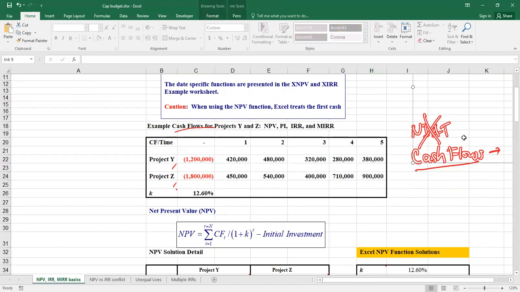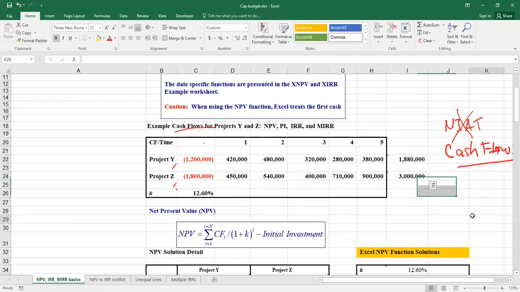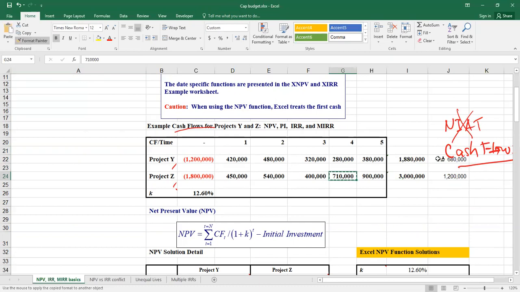Now, just like last time, we might be tempted to think na, ay, i-add ko na lang siya. So, for example, if I add some of the cash flows, you might be tempted to think, ay, ito 1.88 million yung cash inflow niya. Ito naman 3 million. So pag ni-net ko to, if I add this to initial investment na 1.2 at saka itong 188 na total. Okay. So we might think, ay, mas maganda si project Z, no? Diba?